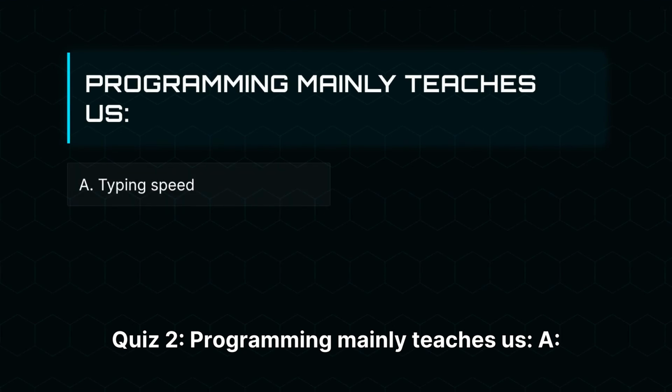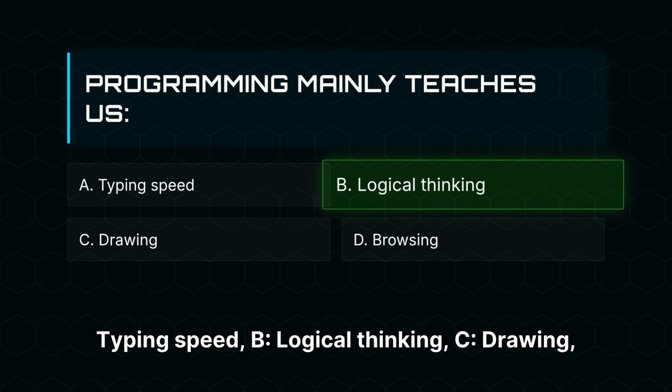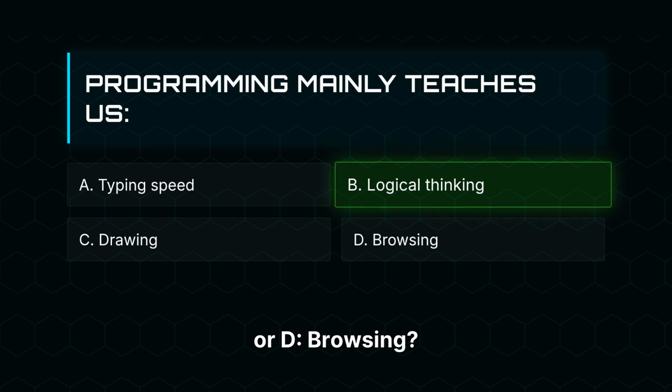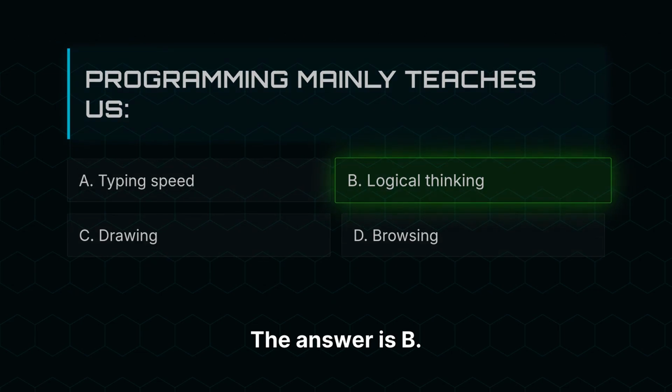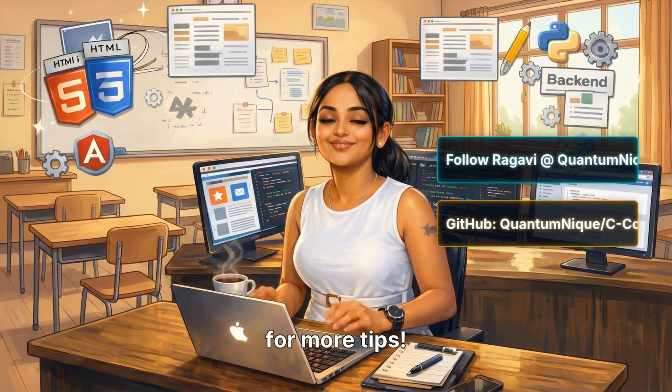Quiz 2. Programming mainly teaches us A. Typing speed. B. Logical thinking. C. Drawing. Or D. Browsing. The answer is B.